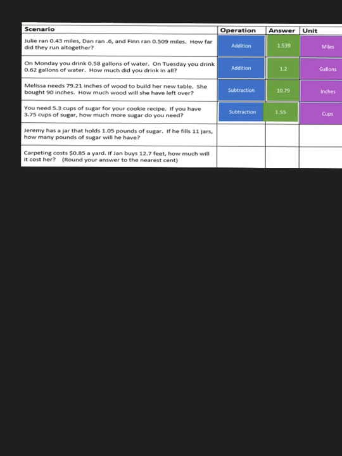So each jar holds 1.05 pounds of sugar. He's filling 11 jars. This is going to be a multiplication problem. So multiply. Remember, you put whichever number has more digits on top. So 1.05 has more digits than 11.